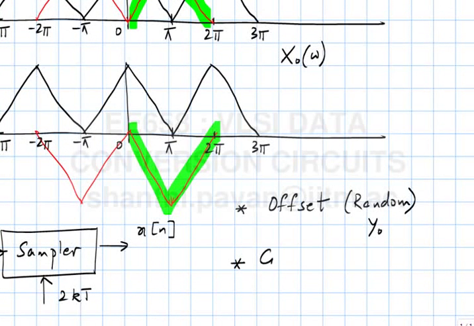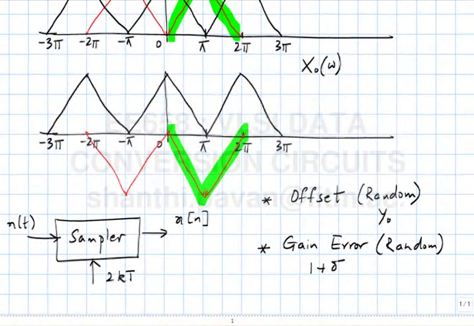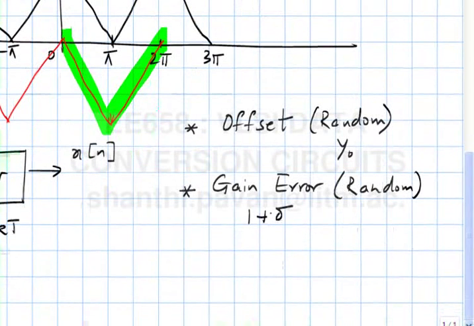Then there is gain error. This is also a random error in the sense that the gain is actually some 1 plus delta rather than 1, and this delta is some random quantity which depends on component matching, something like that. From your earlier studies on amplifiers, if you had an op amp, the gain would be 1 plus R2 by R1. So if R2 and R1 were not what you thought they were, then the gain will not be exactly what you think it should be, but slightly different. That is captured by this error term delta, and it's not known a priori.